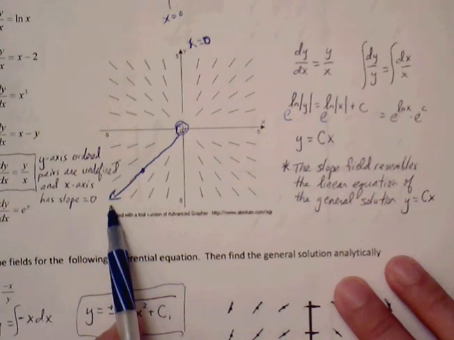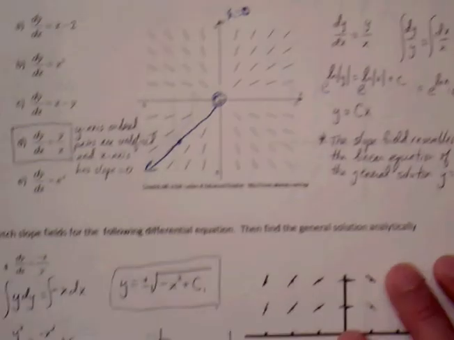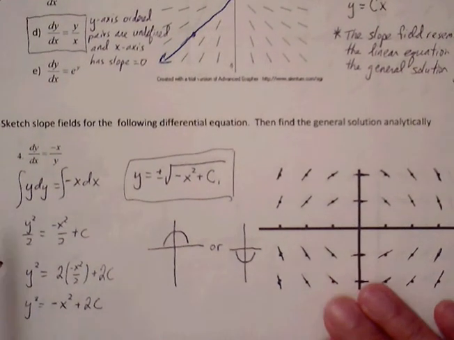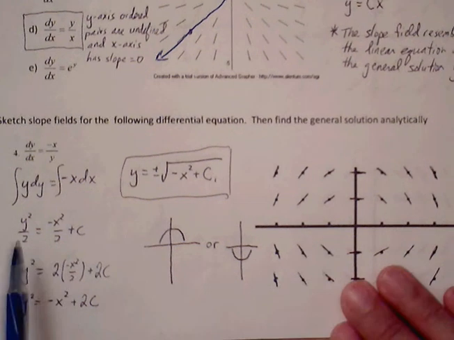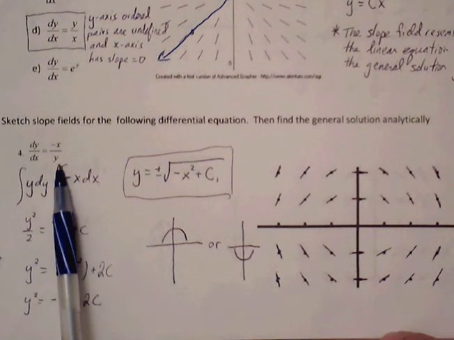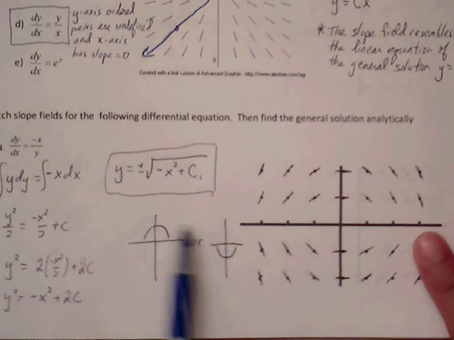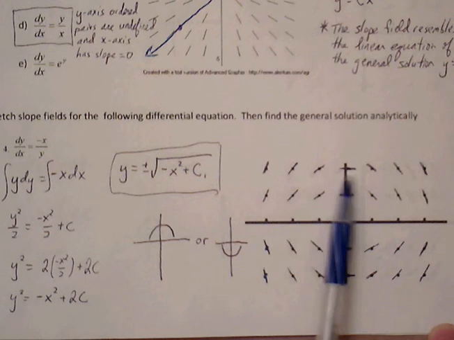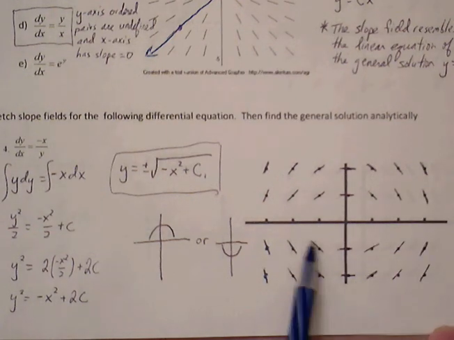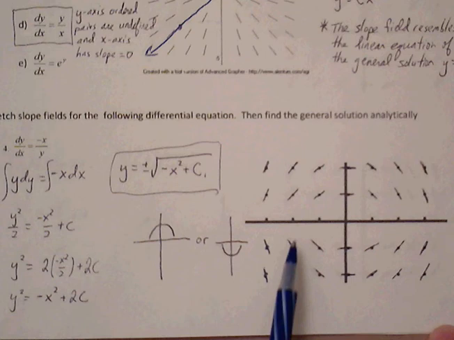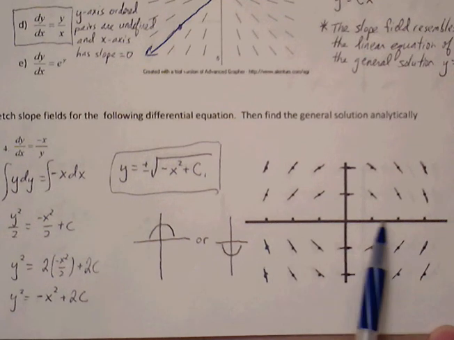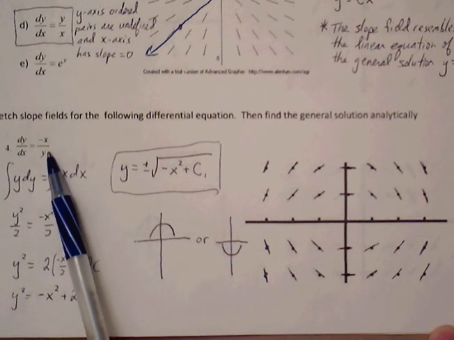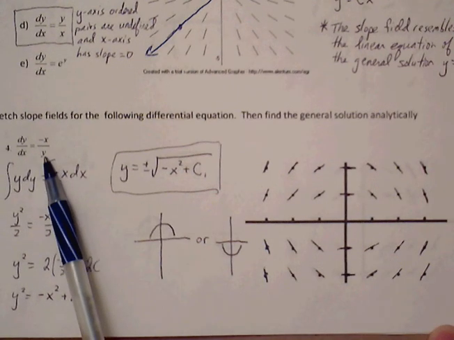Okay, let's look at number 4 here. Sketch the slope field for the following differential equation, then find the general solution analytically. So dy over dx equals negative x over y. I went ahead and found all the ordered pairs and found the slopes and drew these line segments representing the slope. And as you can see, I left the x-axis completely empty because when y is equal to 0, dy over dx, the slope will be undefined.